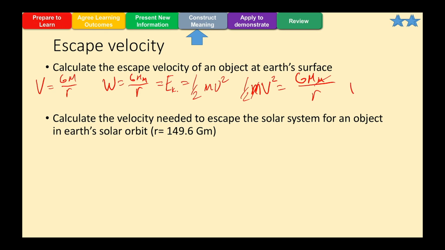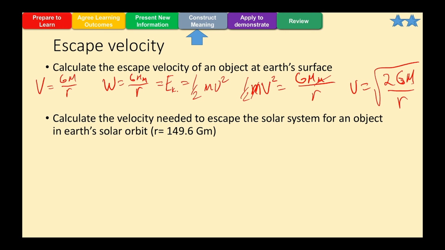Rearranging again, V ends up being equal to the square root of 2GM over r. Okay, so that's your escape velocity formula. You need to know how to derive it because you are not given it on a formula sheet. So you do need to know how you are going to apply that.